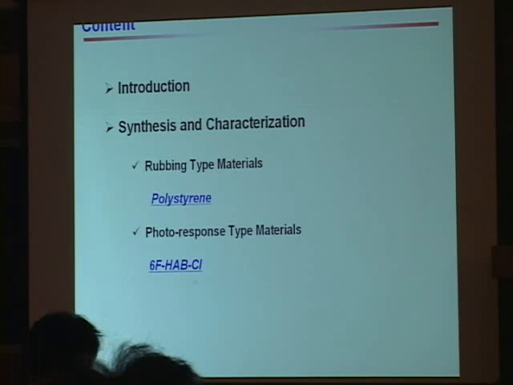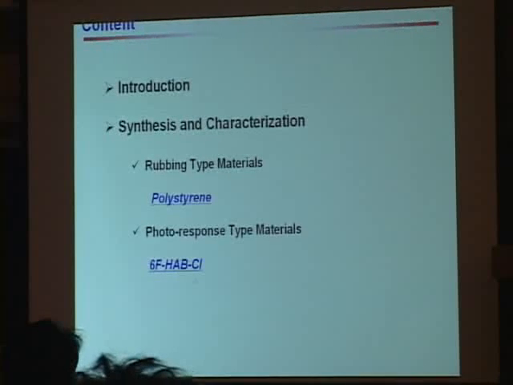One is the rubbing type material, and the other is the non-rubbing, photoresponsive type material. Its name is 6F-HAB, 6F-HABCI. It means a polyimide main chain and a cinnamate side chain to align liquid crystal using the photoreaction.